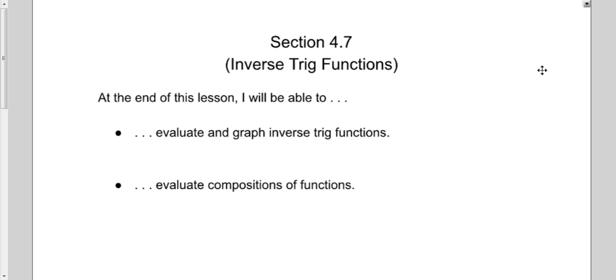But right now, I just want to go over what we're going to be able to do after this lesson. At the end of this lesson, we're going to be able to evaluate and graph inverse trig functions. That's the first thing. Second thing is we're going to be able to evaluate compositions of trig functions. Remember compositions? F of g and g of f. g of f of x and f of g of x. We're going to be able to do that.